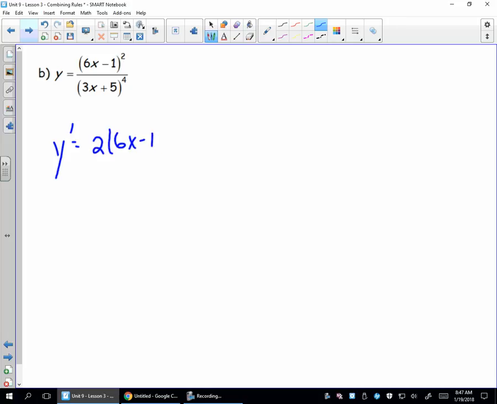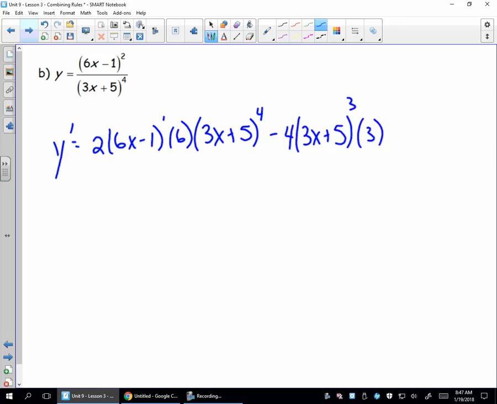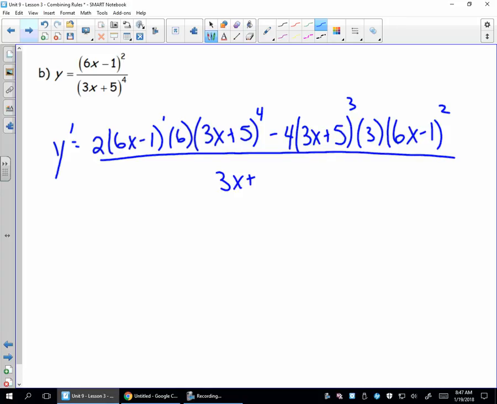Okay, exponent of the top times the entire bottom. Oops, minus. Exponent of the bottom times the entire top, all divided by the bottom squared. Here's our quotient rule. Now we've got to simplify.